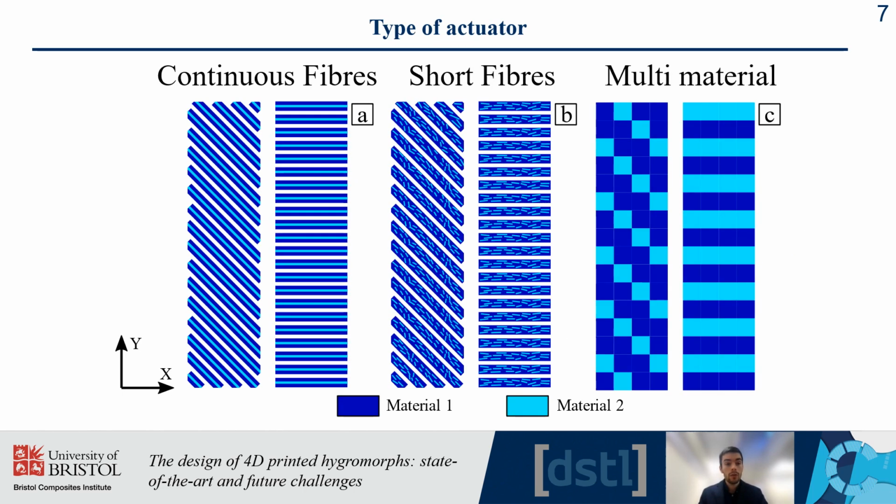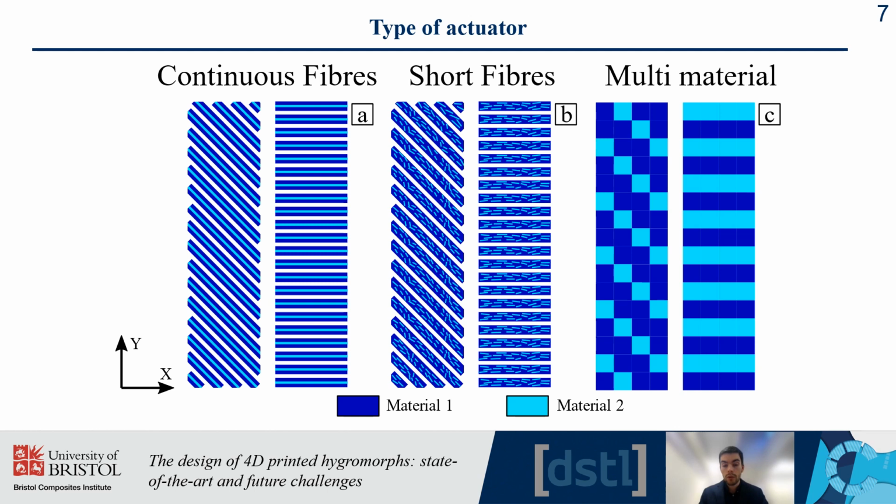So the second thing I want to discuss is the type of structure which are available to create that kind of actuation. We've been able to observe three different categories of such structures. Continuous fiber hygromorphs, which are, for instance, continuous flax fiber reinforced PLA, the one that I've implemented. Short fiber hygromorphs, which are wood chipped with PLA, for instance, or polypropylene, and multi-material, which are materials usually considered as isotropic, and it's the distribution of this material which creates different actuation between the different layers. An example of this is hydrogels or elastomers.